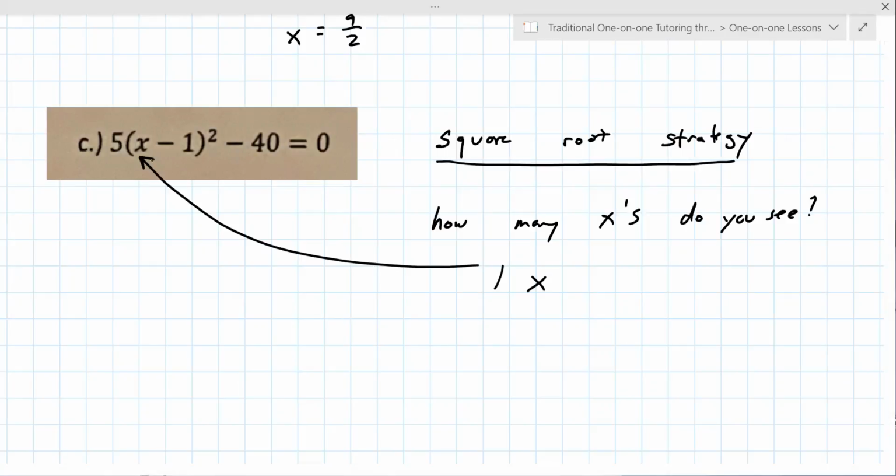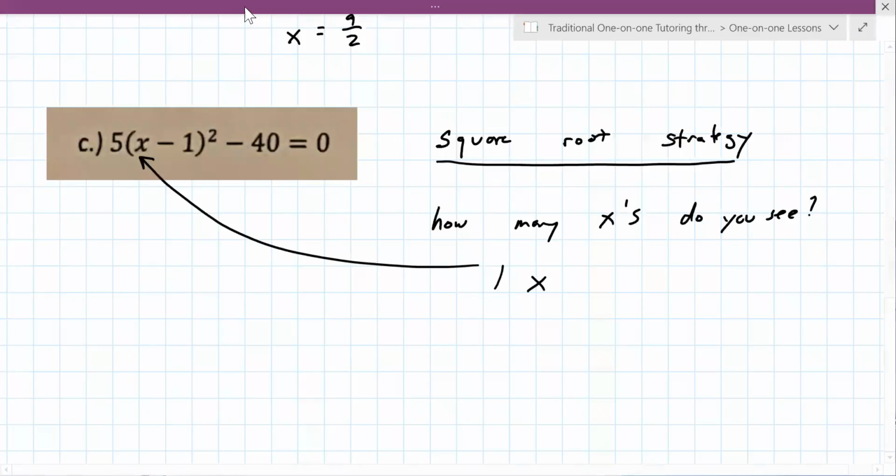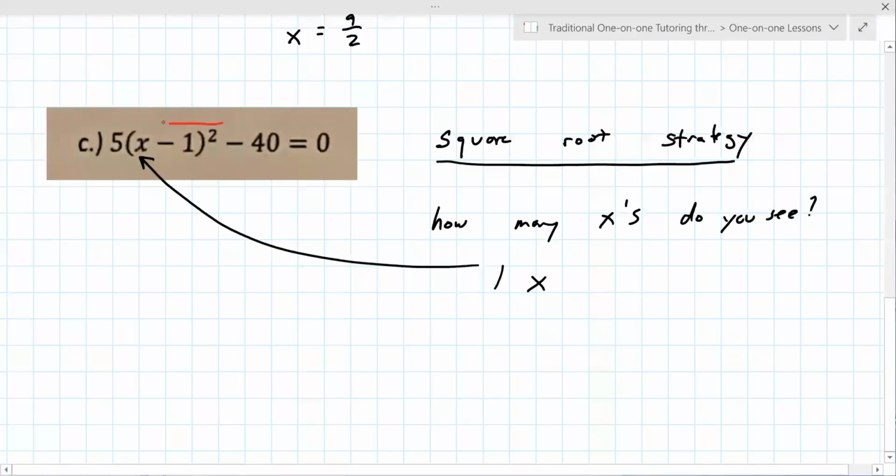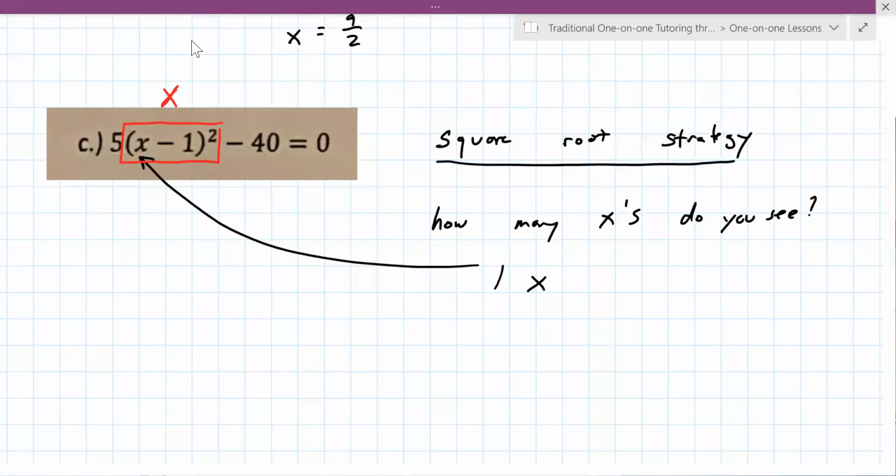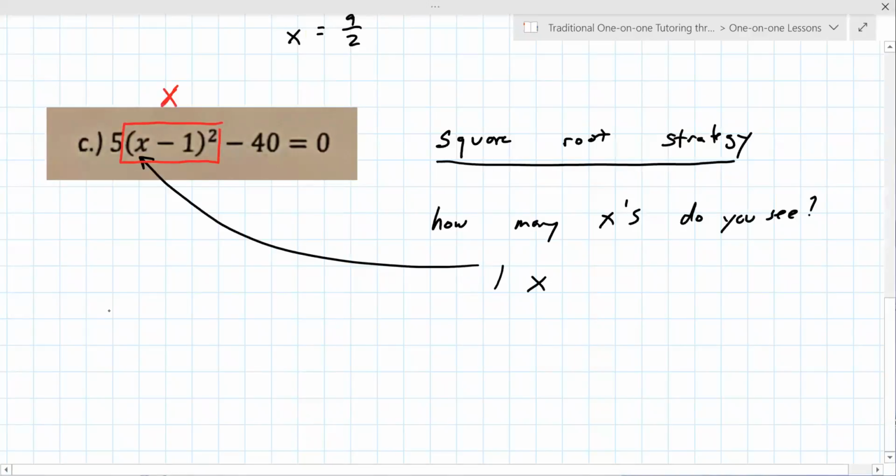Okay. So what I want to do next is I want you to imagine that what I'm putting into this red right here, this X minus 1 squared, we're going to call X for the moment. So I'm going to rewrite the equation: 5x minus 40 equals 0. And how would you solve this equation? This is a two-step equation. How would you solve it, Sourish?